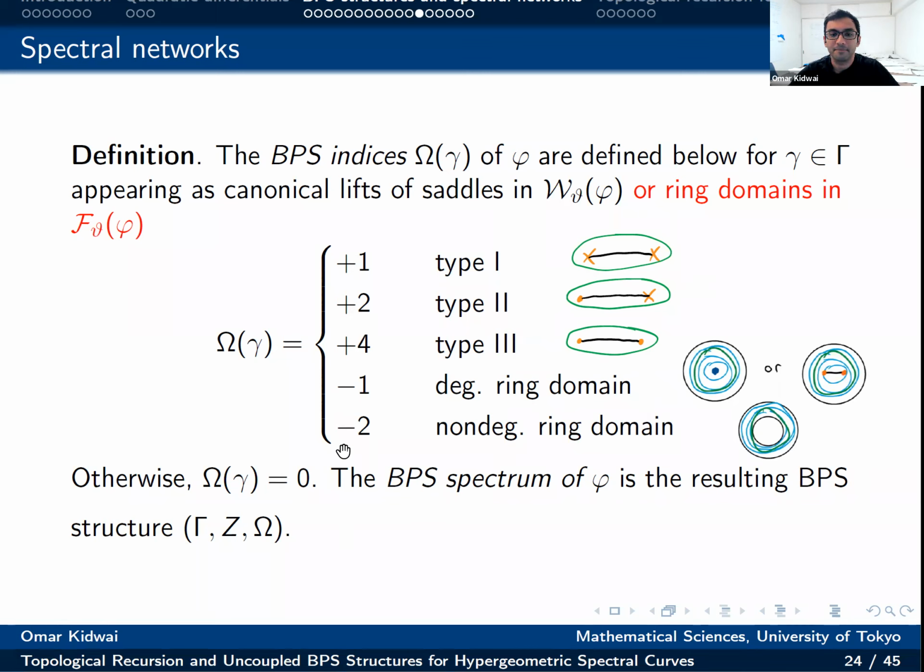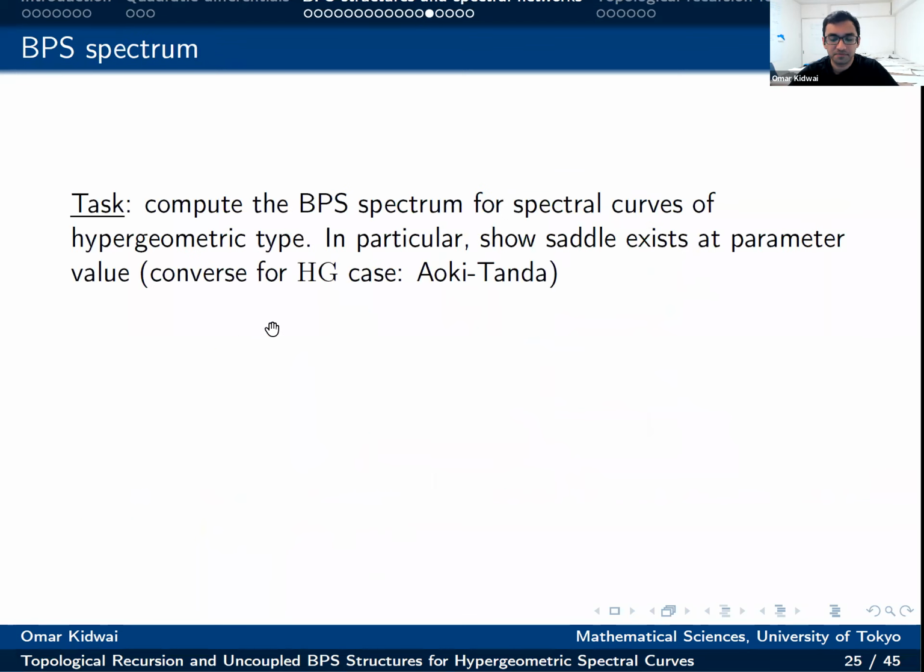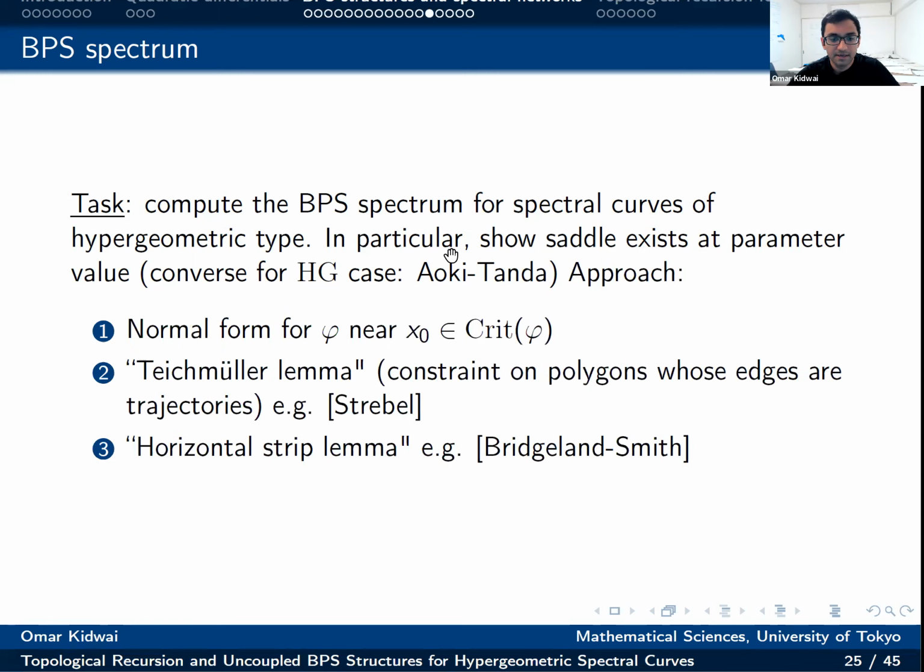So I told you a way to construct a BPS structure out of a quadratic differential, but I didn't actually tell you how to compute it. There's a task which is to compute the image of this, to find out what the BPS structure is corresponding to a given quadratic differential. Our task was to compute this BPS spectrum. The main technical thing was to show that a saddle actually exists when I have special parameter values, and the converse was actually considered by Ookitanda, so we didn't have to worry about that.